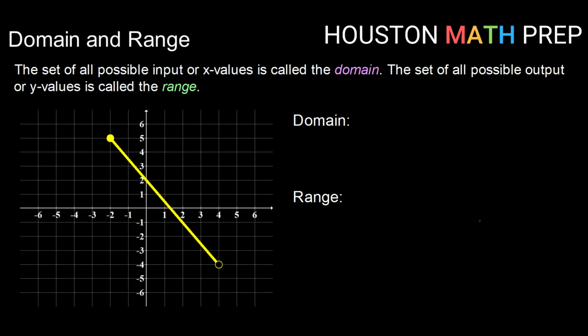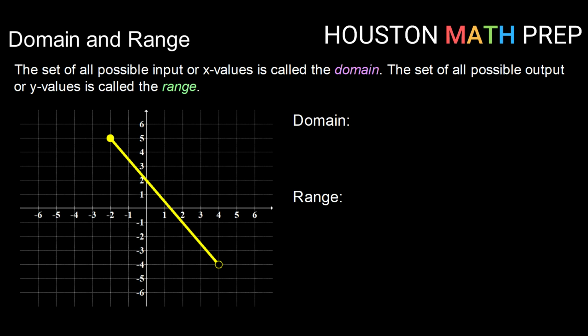In this video, we're going to look some more at domain and range. So remember, the set of all possible input or x values is what we call the domain, and the set of all possible output or y values is called the range. So getting this information from a graph, let's look at an example here.